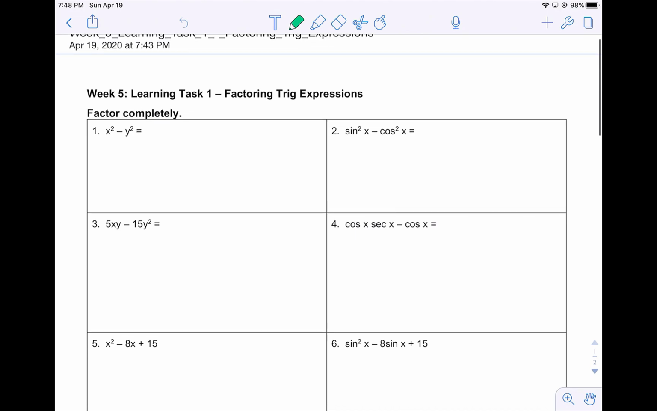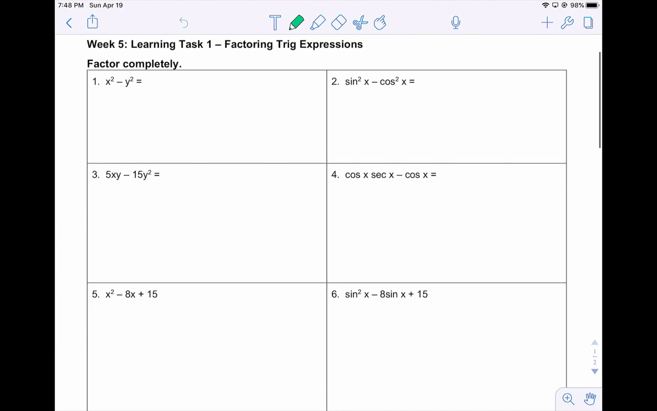Learning task 1 is about factoring trig expressions. You may remember doing this before, but we want to remind you how it's done before your accuracy assessment next week. So the first thing they've asked us to do is factor these completely. When we are factoring, we are just factoring.